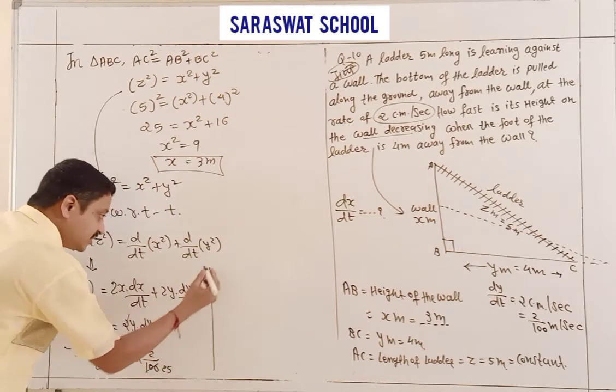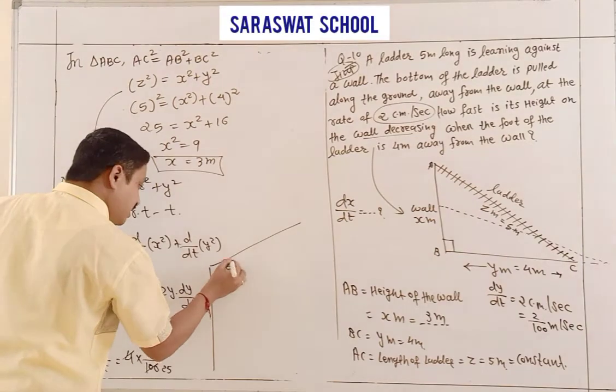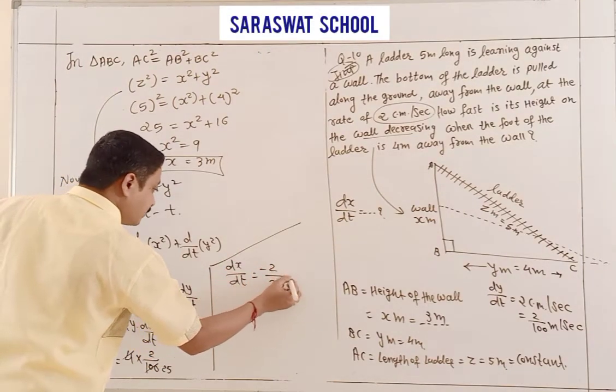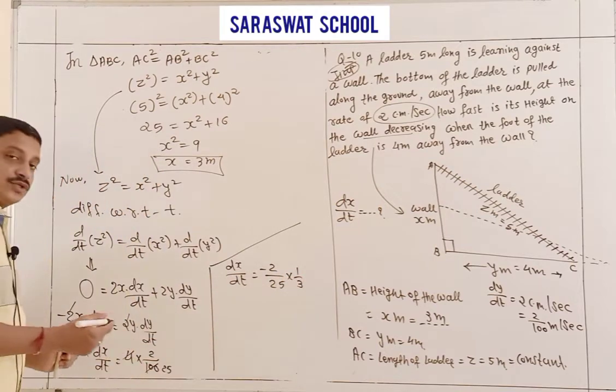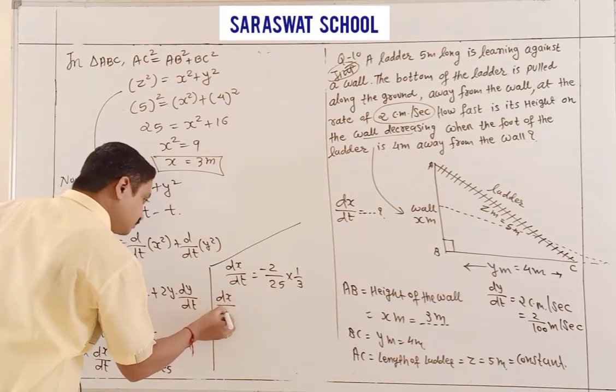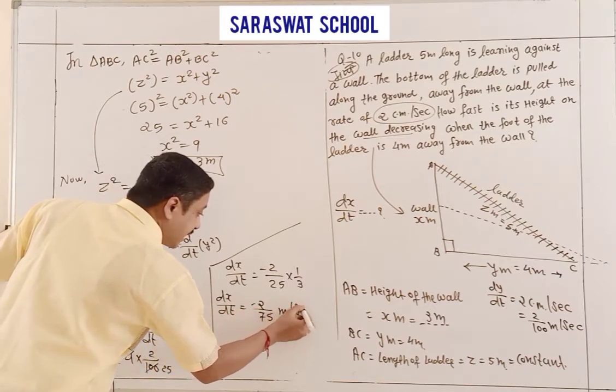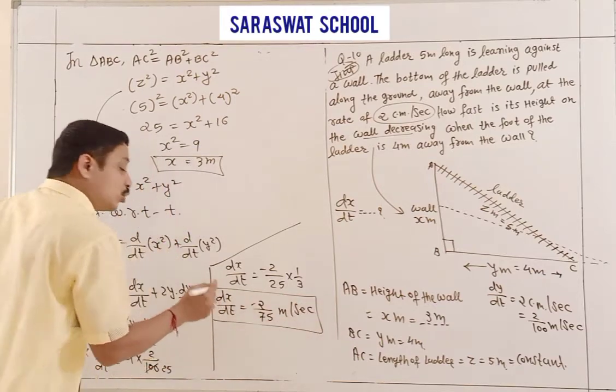So what is the answer? Dx by dt, which is minus 2 by 25. And here 1 by 3. So your target is done: minus 2 by 75 meter per second. This answer is correct, no doubt.